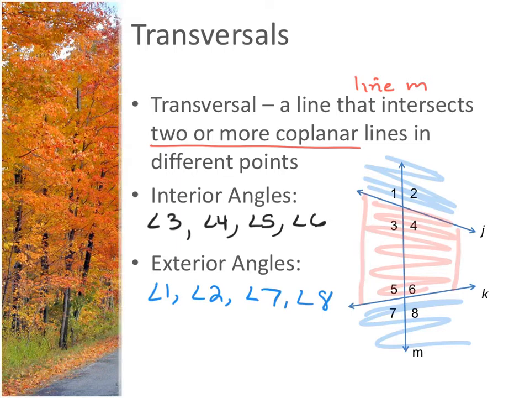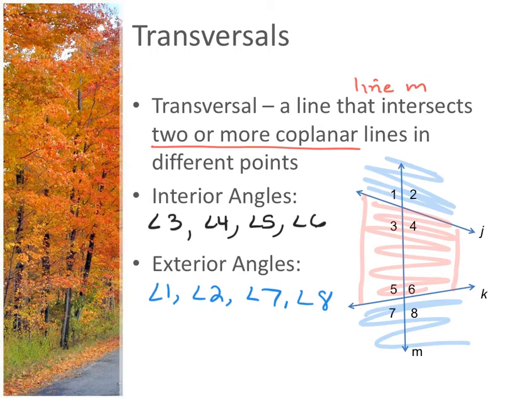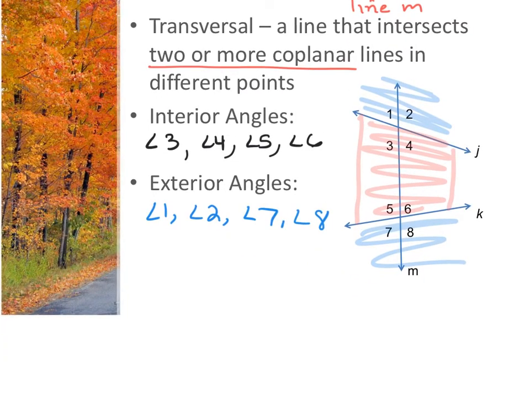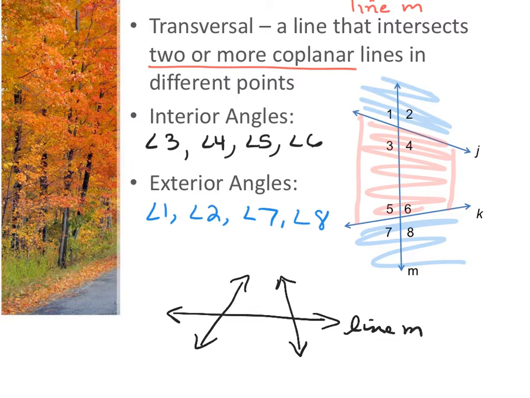Now, keep in mind that your transversal does not have to go up and down vertically. Your transversal could also be horizontal. So for example, I could also have been given a picture this way, and then maybe these are my lines, the two coplanar lines. Again, this could be my line M, my transversal, and then this could be J and K.